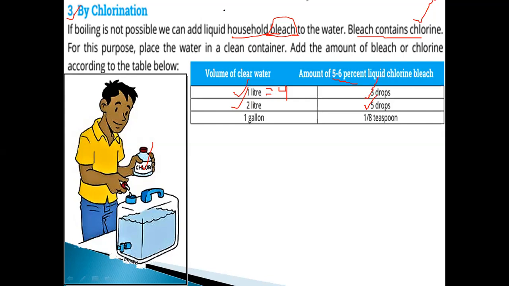And if we have 1 gallon, which means 4 liters of water, then 1/8 teaspoon must be added. If we divide 1 teaspoon into 8 parts, we add 1 part to the 4 liters. So 1 gallon is equal to 4 liters, and 1 liter is equal to 4 glasses.